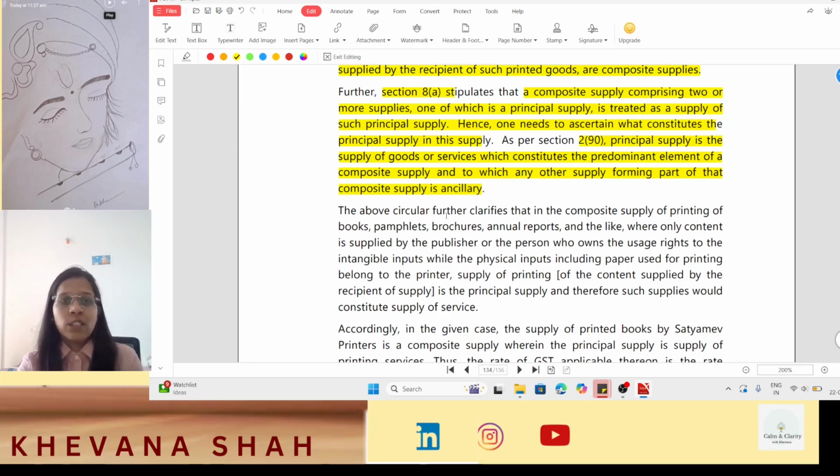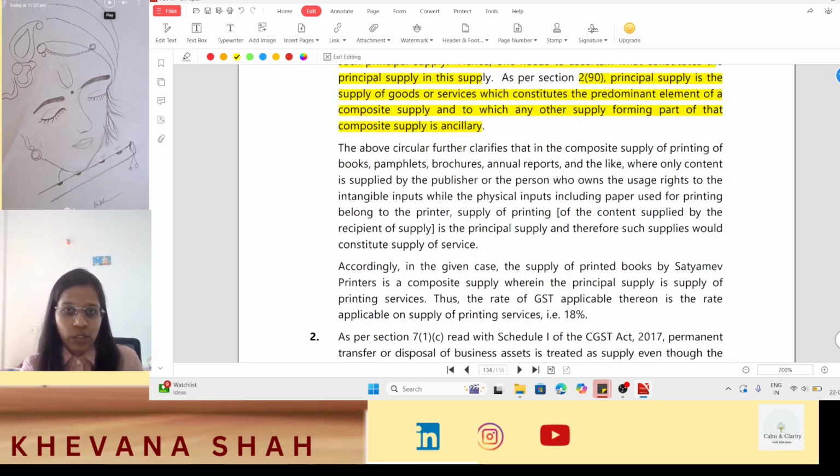Okay. So, the above circular further clarifies that in the composite supply of printing of books, pamphlets, brochures, annual reports and the like, where only content is supplied by the publisher or the person who owns the usage rights to the intangible inputs, while the physical inputs including paper used for printing belong to the printer, supply of printing of the content supplied by the recipient of the supply is the main supply or the principal supply and therefore such supplies would constitute supply of services.